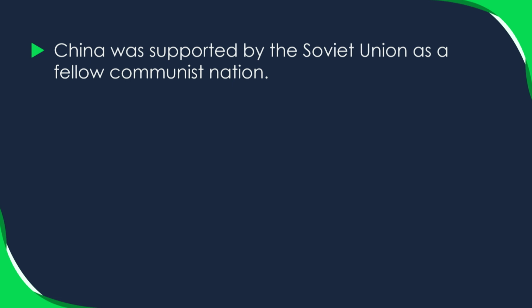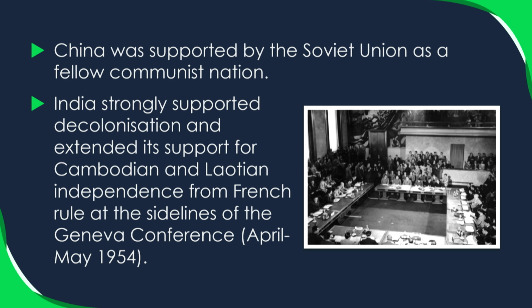China was supported by the Soviet Union as a fellow communist nation. India strongly supported decolonization and extended its support for Cambodian and Laotian independence from French rule on the sidelines of the Geneva Conference. This irked the United States considerably, and the consequent arming of Pakistan led to a thaw in India resolving its disputes with the former over Kashmir. This made India especially vigilant of maintaining a positive relationship with China to prevent any other border miscalculations.